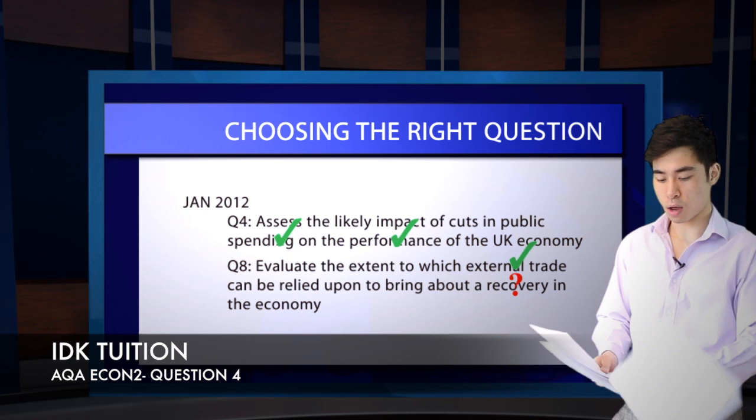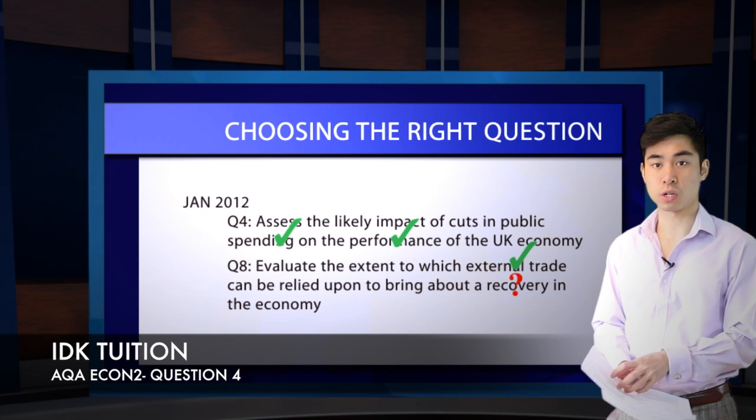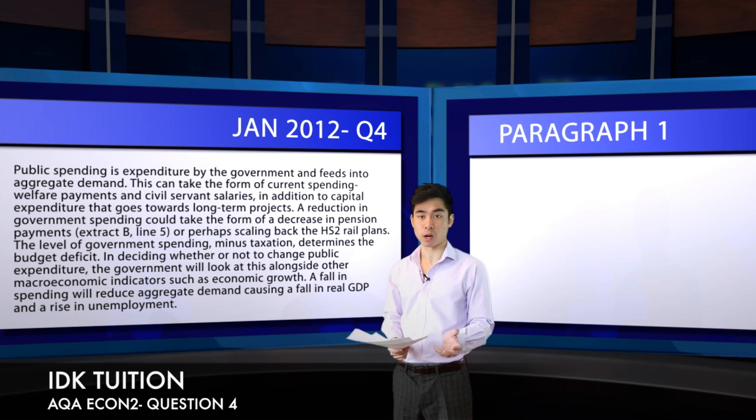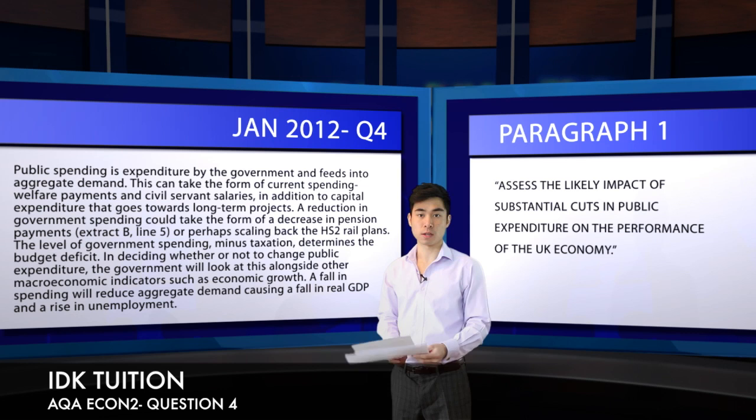Okay, so to summarise, your choice of 25 mark evaluation question is going to dictate whether you choose context number one or context number two. Let's take a look at Jan 2012 question number four. So this is a very nice question. Remember, we're looking for questions in your unit two paper, a 25 mark question, which allows you to talk about the economy in general terms, so it doesn't restrict you to any one particular macroeconomic indicator, and also focuses on the demand side of the economy rather than the supply side.